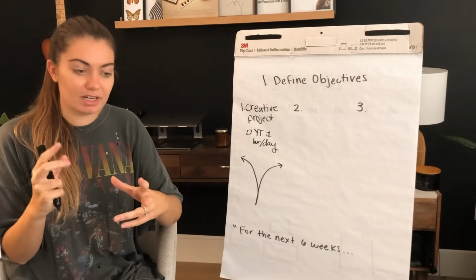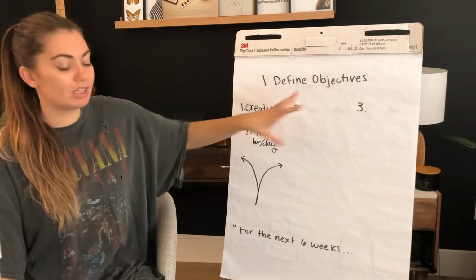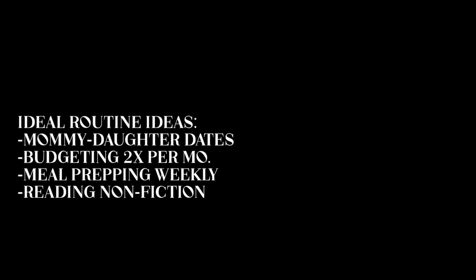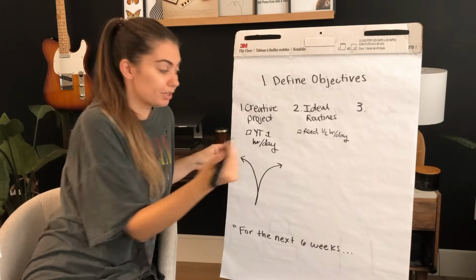The second thing that I think people have a lot when they think of their ideal life are ideal routines, and this makes up a big chunk of the day. So when you think about outlining your ideal routines, there could be several in this category. For me, it's I want to read half an hour a day. Maybe I want to jog 30 minutes a day.